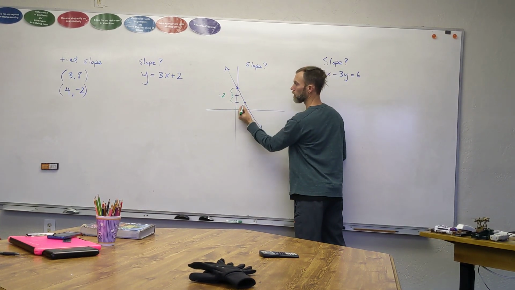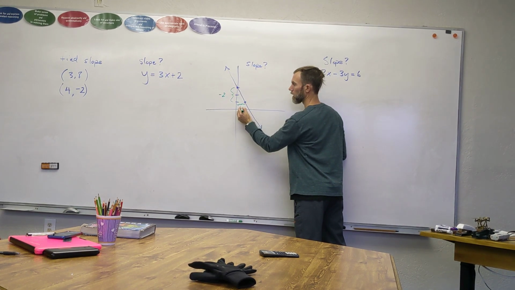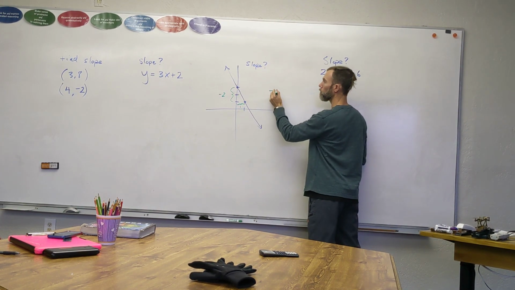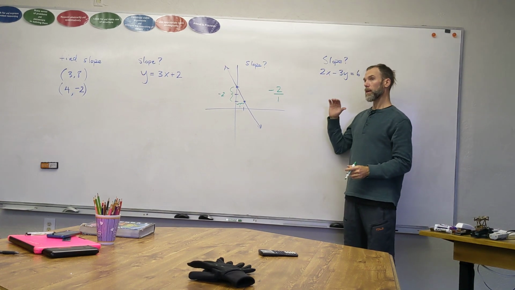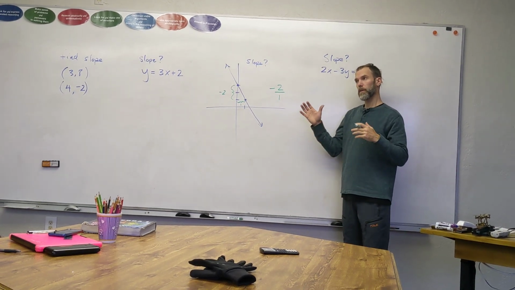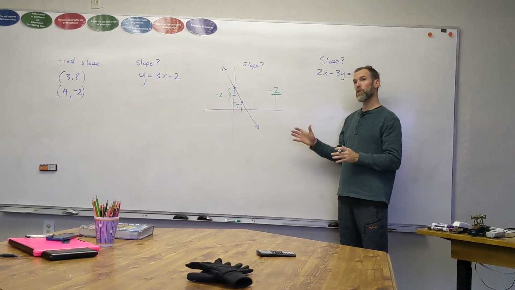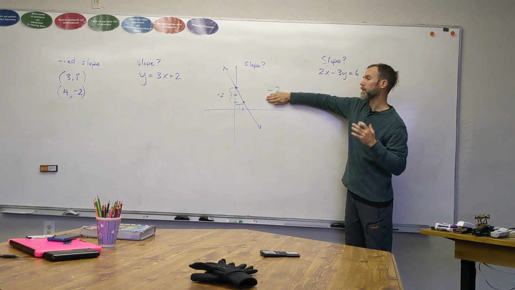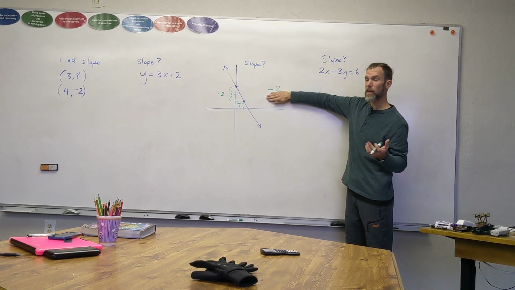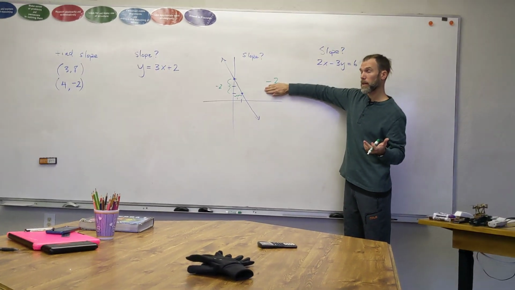How many spaces over am I going? 1. Okay, so over 1. So the slope is down 2 over 1, okay? We tend to show slope as a fraction. Now you guys know that you don't have to write over 1 technically, right? Because dividing by 1 is just the same.